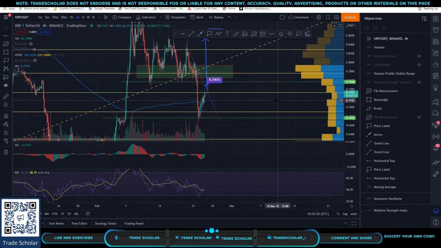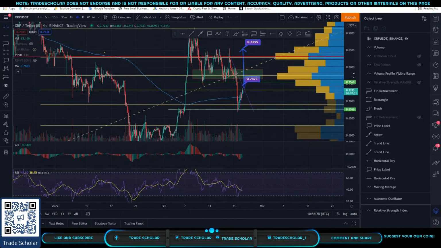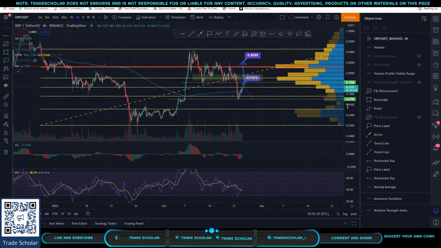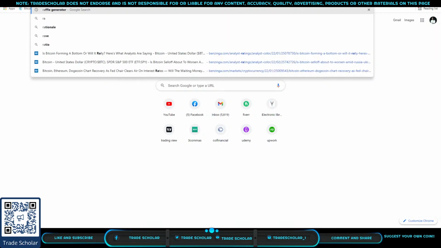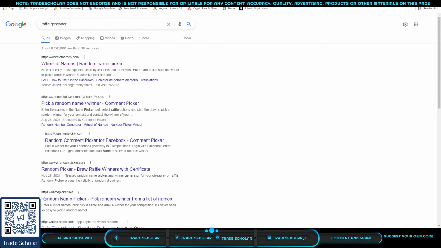So these are the 3 coins that we have checked: Ethereum, XRP, and Bitcoin. Okay, so now we're going to go to our raffle so we can input the names of those who want to join our raffle.